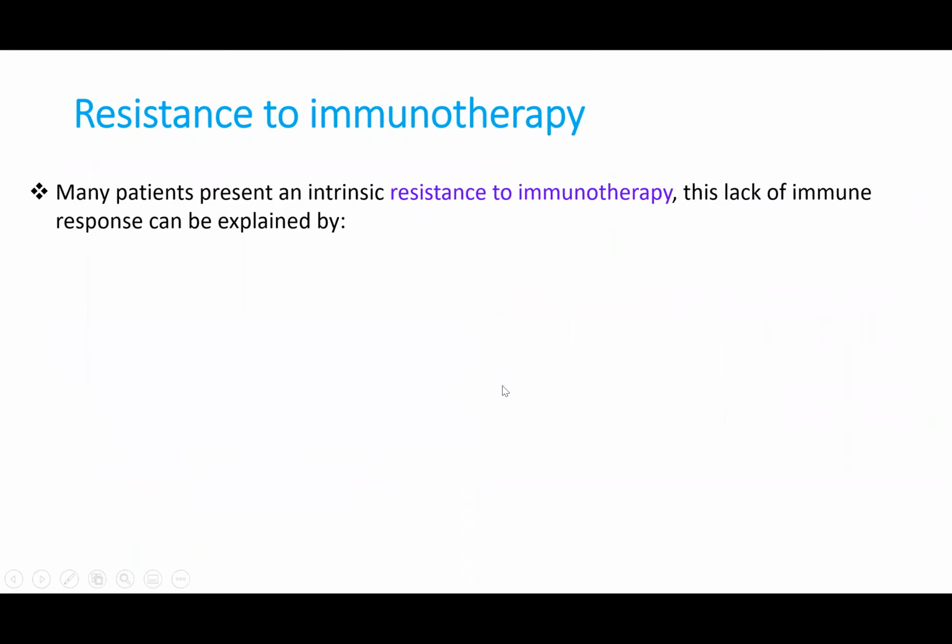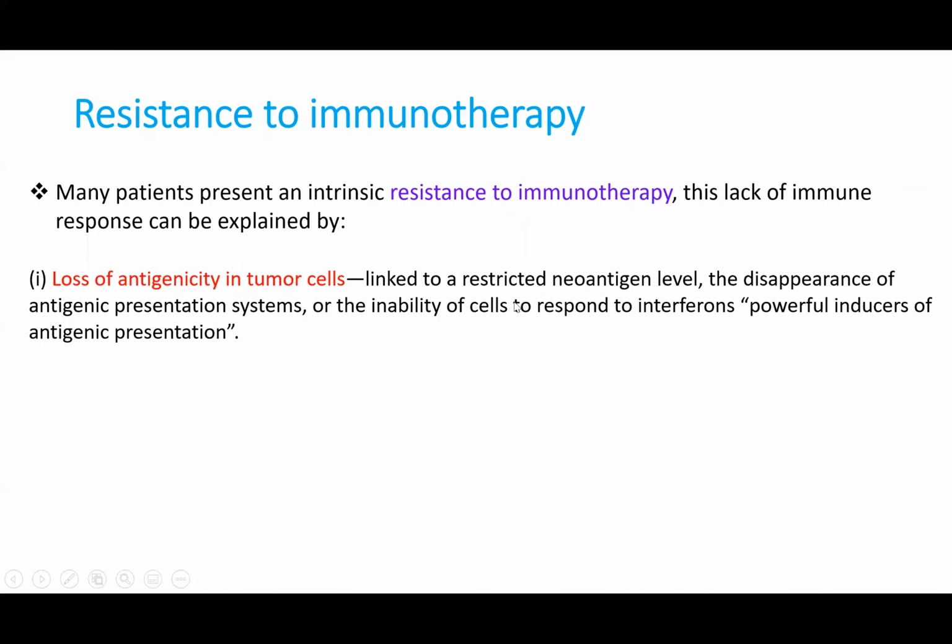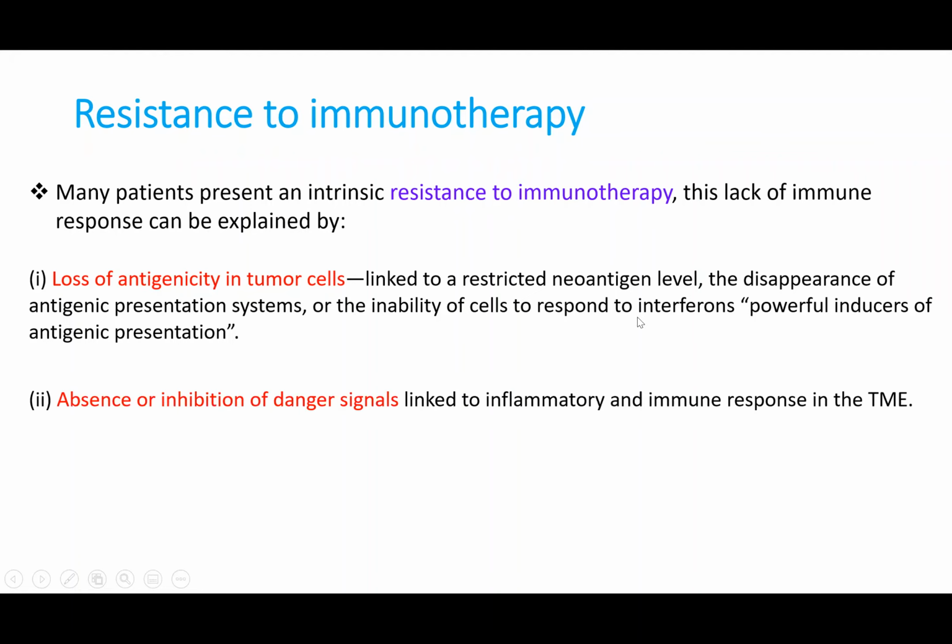So many patients present intrinsic resistance to immunotherapy, and this resistance can be explained by different factors. Number one, loss of antigenicity in tumor cells. The resistance can be due to loss of immunogenicity or antigenicity in tumor cells, and this can be due to a low level of neoantigen expressed, or disappearance or impairment of the antigen-presenting capacity of dendritic cells, or inability of cells to respond to some stimulating factors like interferons, for example.